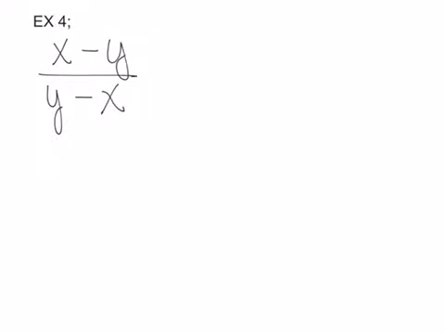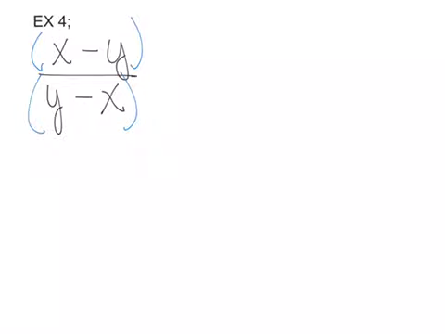Okay, here's one more example that I'm going to leave you with. This example is (x minus y) divided by (y minus x). We want to simplify this fraction. Again, I can't just cross out the x's and cross out the y's, because they are being held together with addition and subtraction. So I can only really divide something out if it's a factor that's exactly the same.